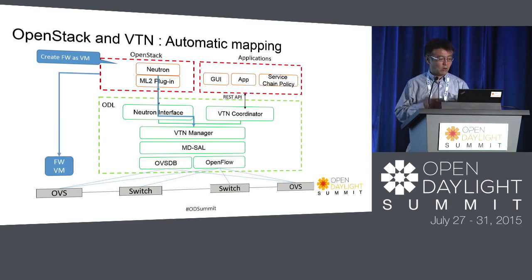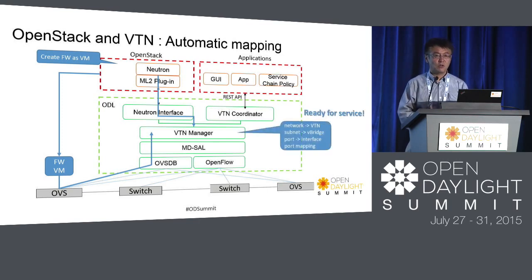In the meantime, OpenStack will create a virtual machine in the network. Then this creation also goes to the VTN Manager from the southbound side. By having this information, the VTN Manager can map the OpenStack components to the VTN models. For example, the network in OpenStack can be mapped to the VTN, the subnet can be mapped to the vBridge, and the port mapped to the interface. So this mapping can be done automatically on the VTN Manager side. By doing this, the newly created virtual machine is ready to provide services.